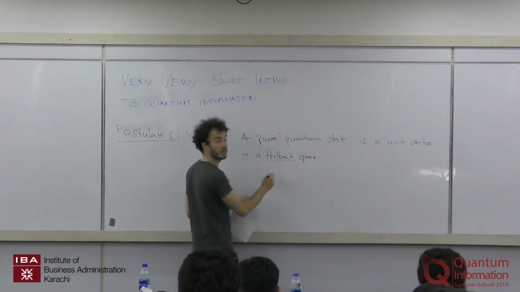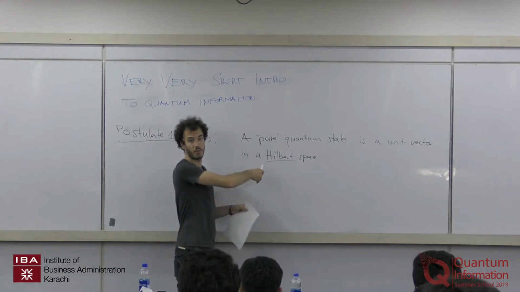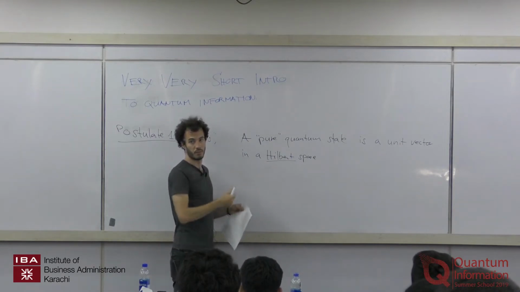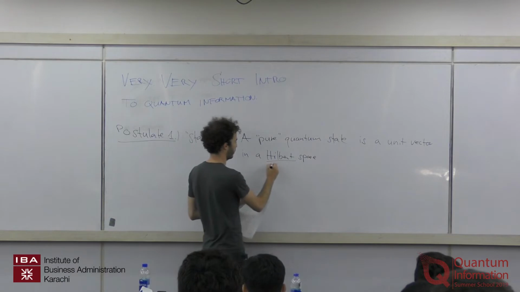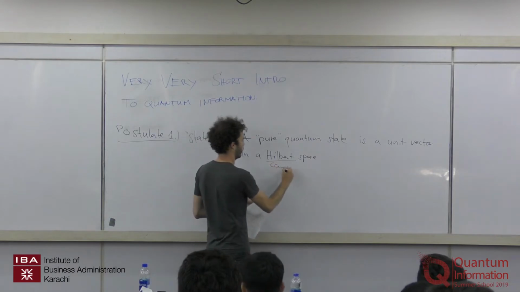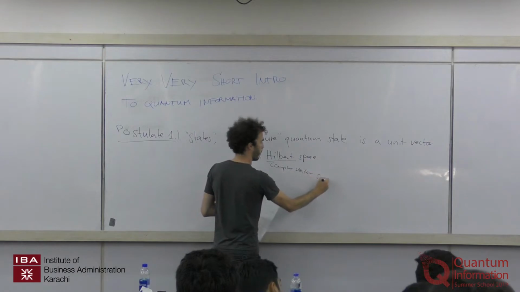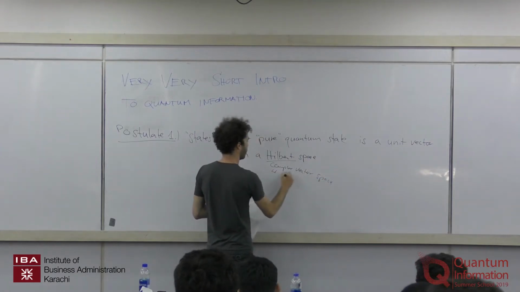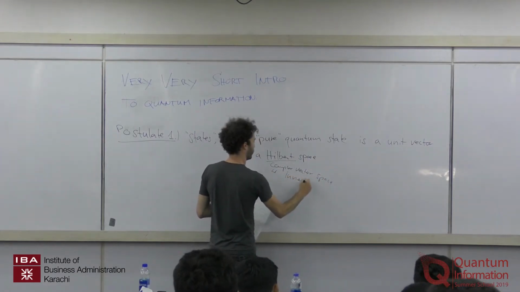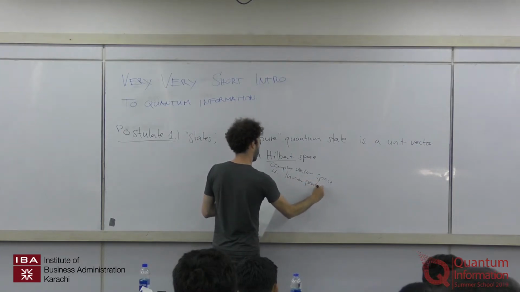So a Hilbert space is just a vector space with the inner product. Okay? It's a complex vector space with inner product. Okay?